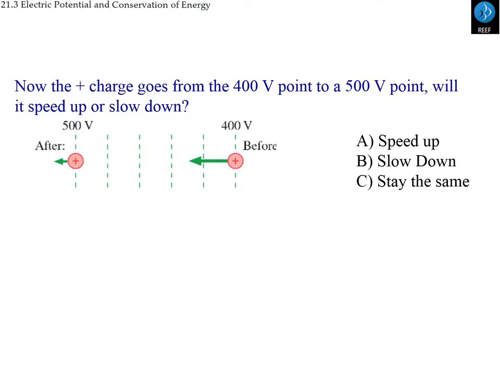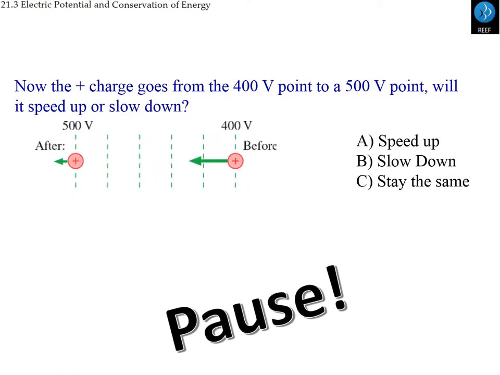But now, the positive charge goes from 400 volts, from this point where the voltage is 400, to this point where the voltage is 500. Again, will it speed up or slow down as it goes from here to there? Pause, think and answer.